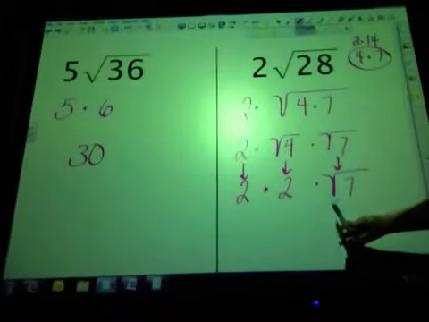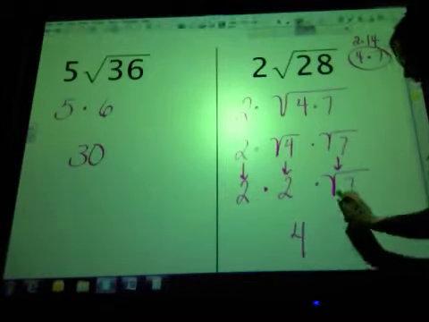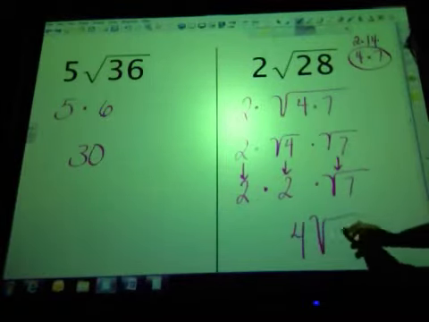Now I simplify what's outside the radical if I can. So 2 times 2 is 4, and then I'm just going to write square root of 7.